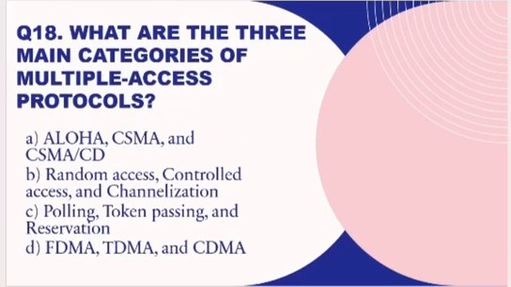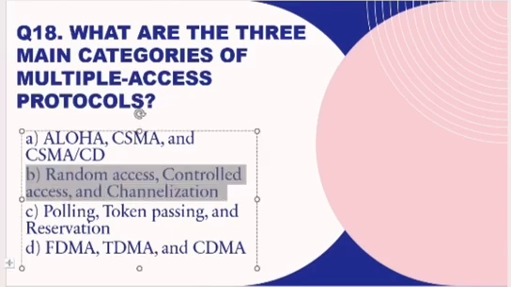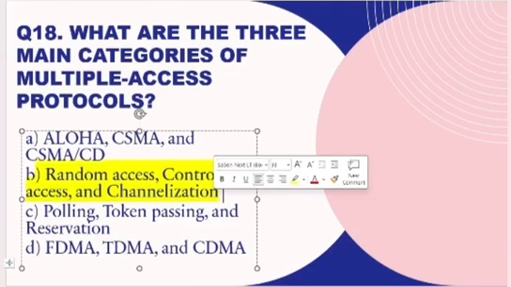Moving on to question number 18. Which are the three main categories of multiple access protocol? Options are option A, Aloha, CSMA and CSMA/CD. Option B, random access, controlled access and channelization. Option C, polling, token passing and reservation. Option D, FDMA, TDMA and CDMA. I hope you all have guessed the answer right. So the correct answer for this question is option B, random access, controlled access and channelization.